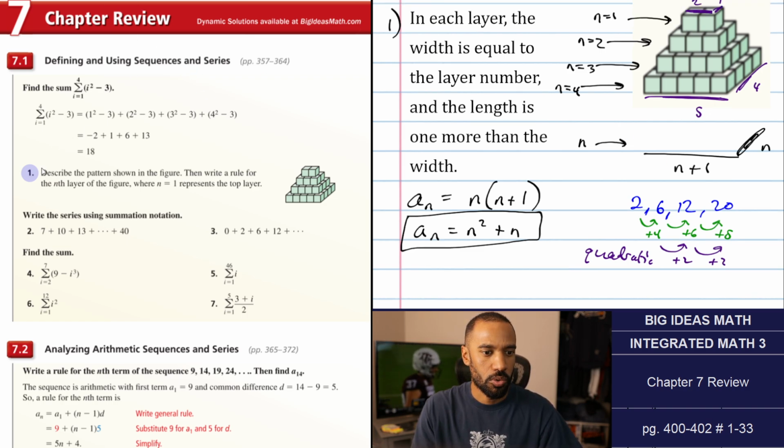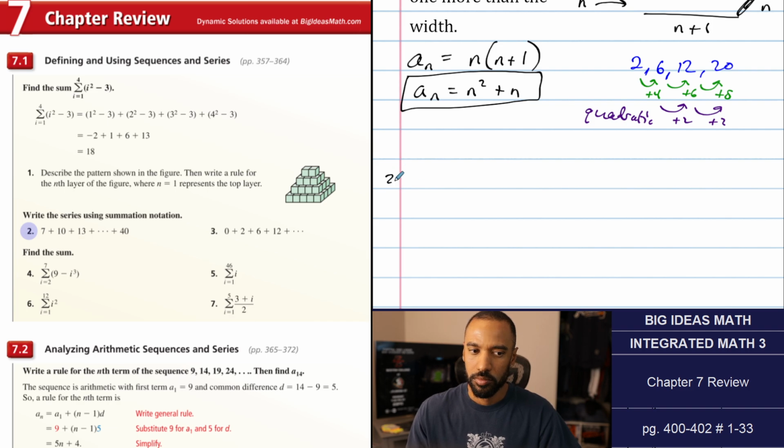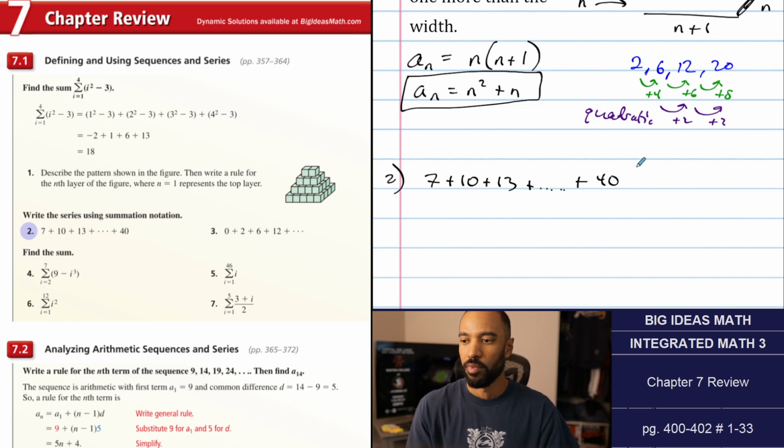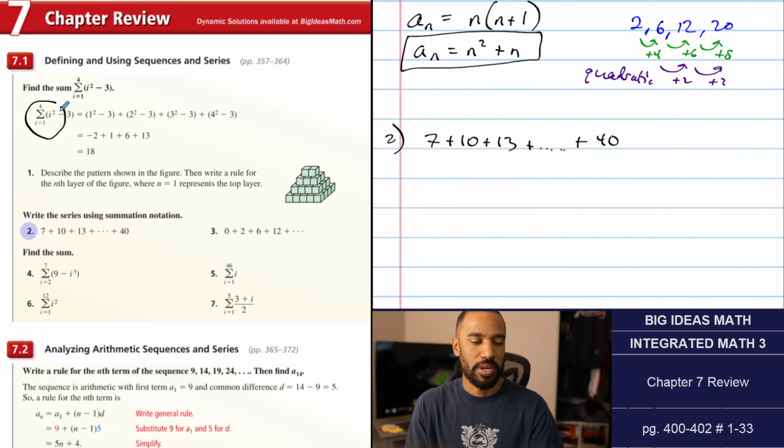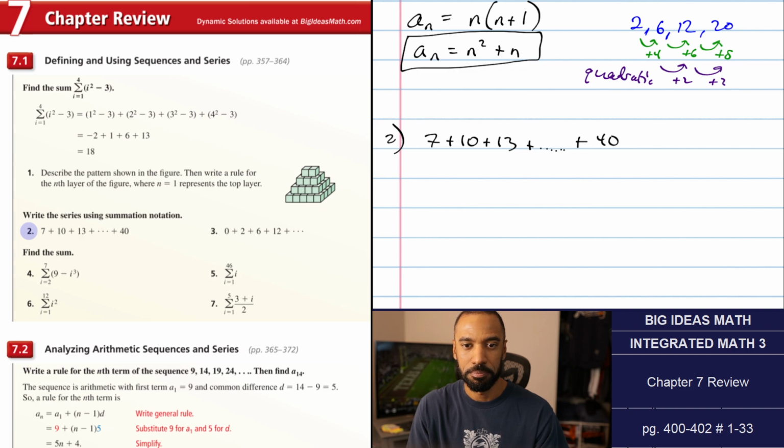Okay, number 2, write the series using summation notation. Also number 3. But for number 2, we have 7 plus 10 plus 13 plus dot, dot, dot, all the way to 40. Summation notation is what we were talking about before with this sigma set. What we need inside here is this quantity set to represent each individual term that we would have. Like 7 is the first term, 40 is the last term, things like that. And we'll go from substituting in 1 all the way to how many terms there are in the sequence.